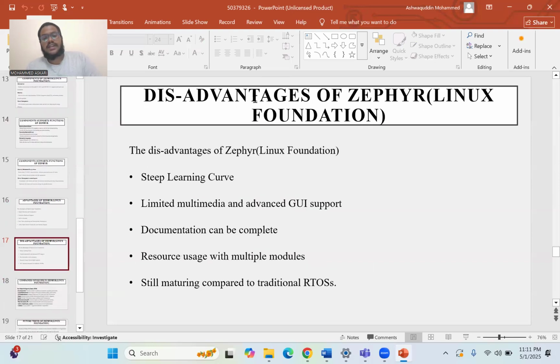Some of the disadvantages, obviously, of the Zephyr Linux Foundation are a steep learning curve, limited multimedia and advanced GUI support. Documentation can be incomplete. Resource usage with multiple modules. It is still maturing as compared to traditional RTOS since it's a new RTOS.